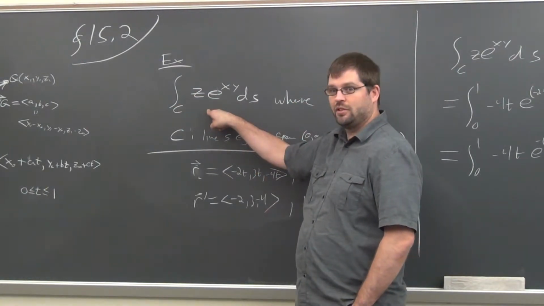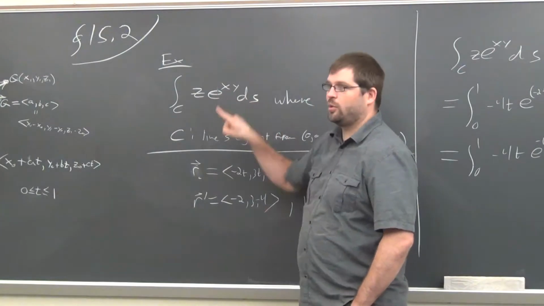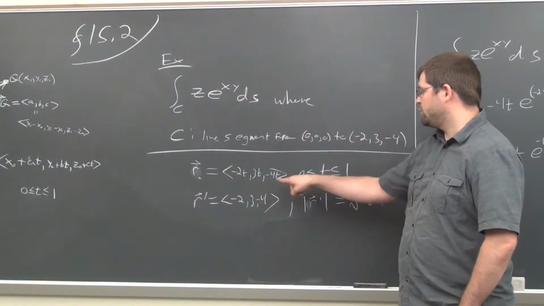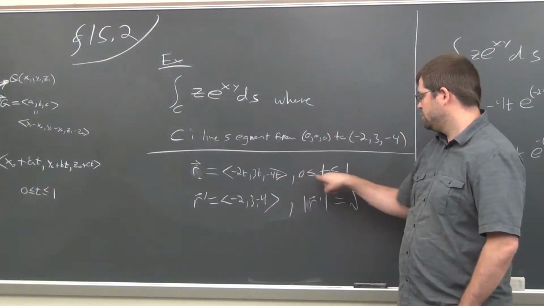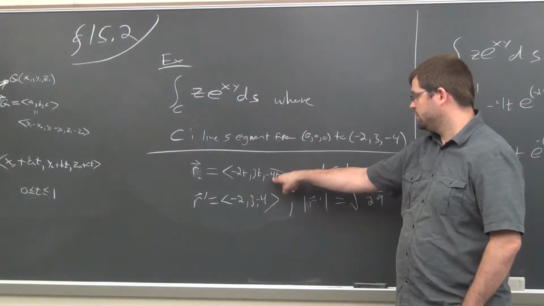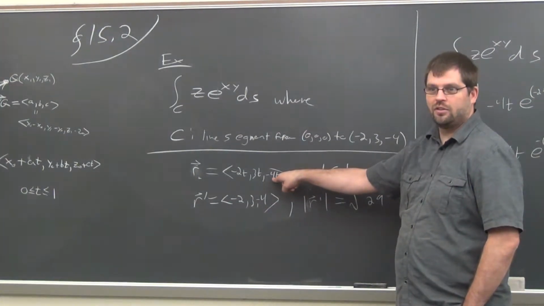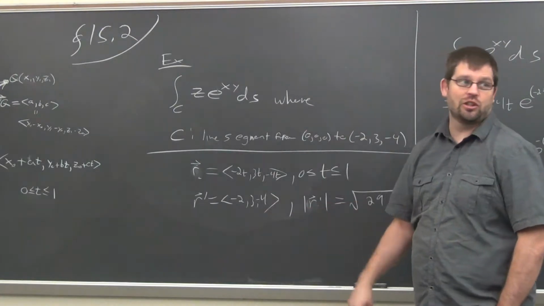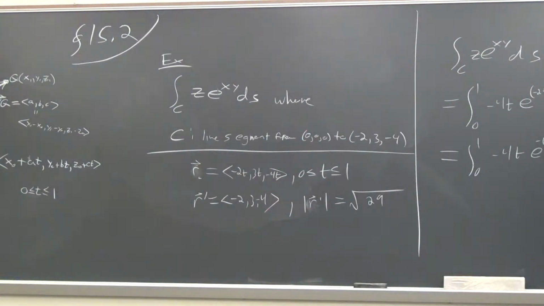Is this negative? So z e to the xy, where do our z's go from? 0 to -4, right? So the z's are always negative, so you should expect this to be negative. Okay.